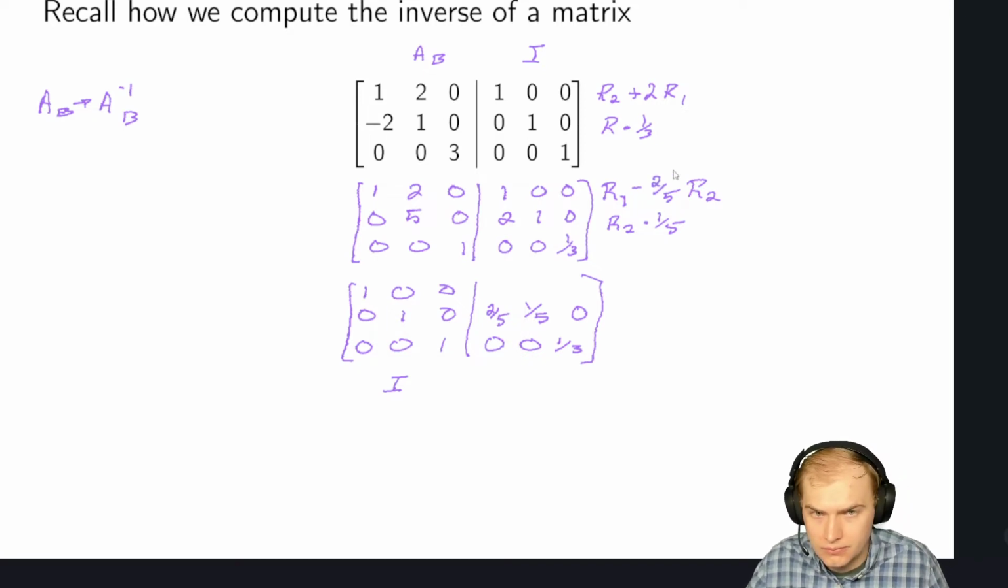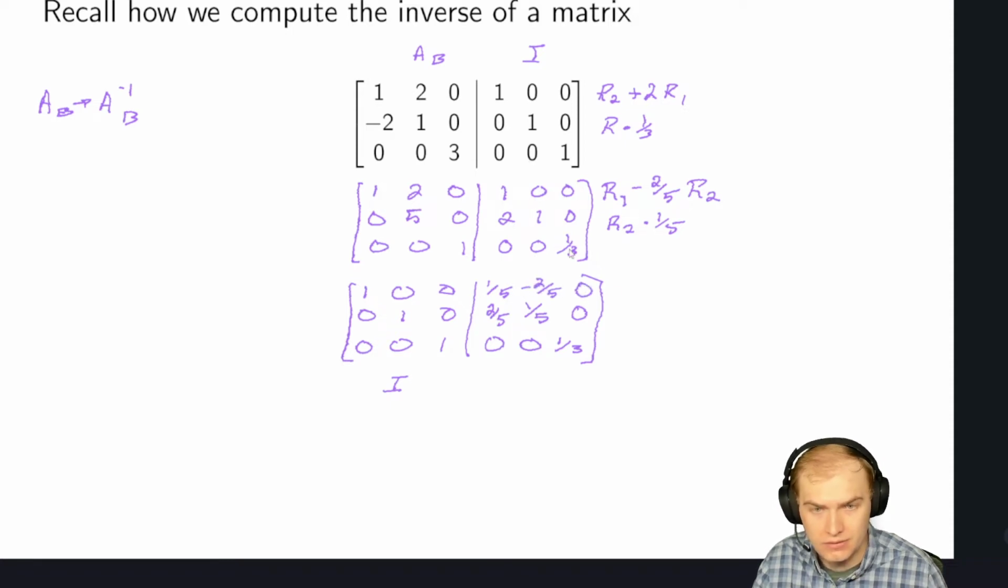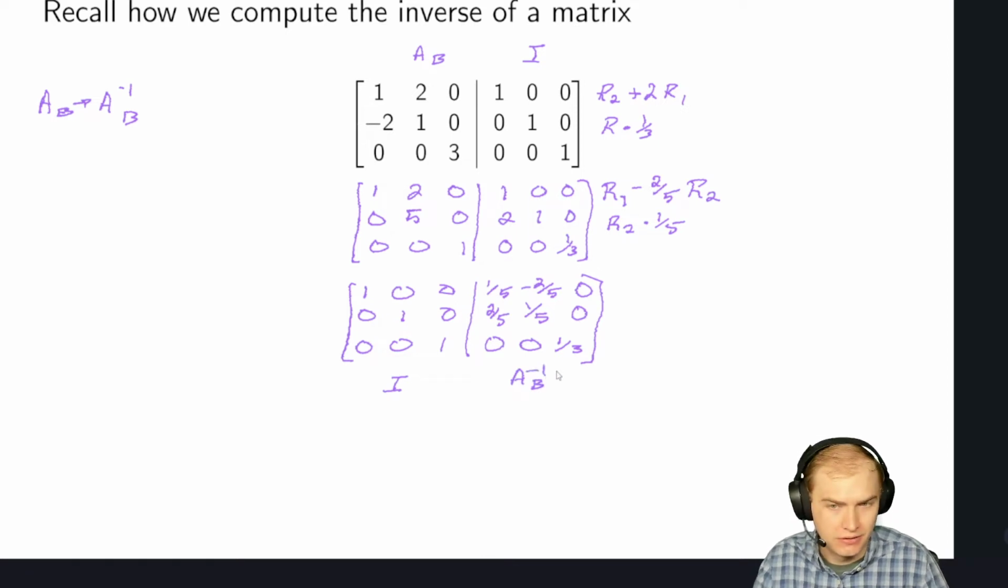2/5, row 2. So 1 minus twice, or 2/5 of 5 is 4/5, which is going to give us a 1/5. 0 minus 2/5 is negative 2/5, and a 0 there. And since we have our identity on the left-hand side, we now have the inverse of our original matrix on the right-hand side.